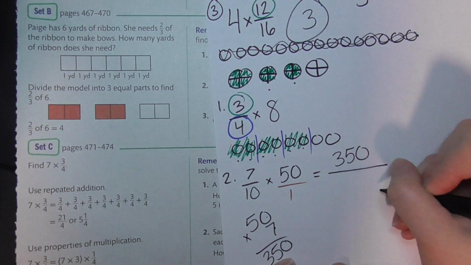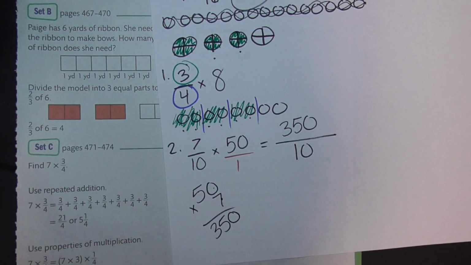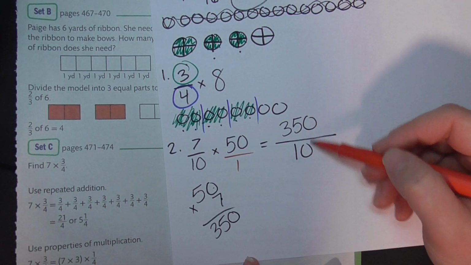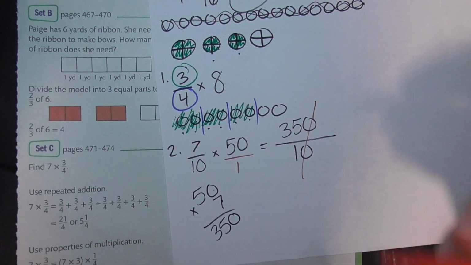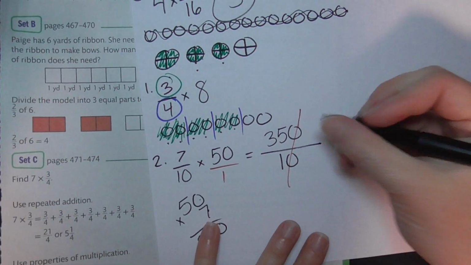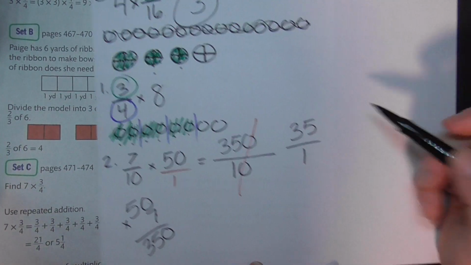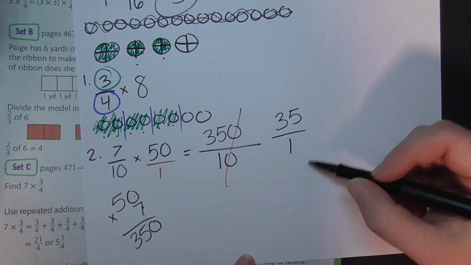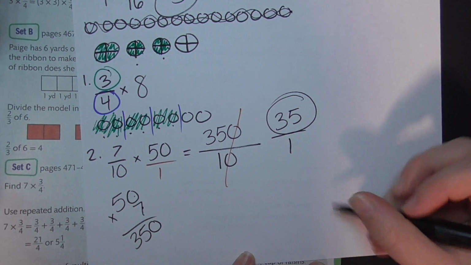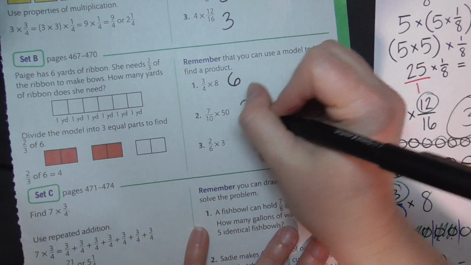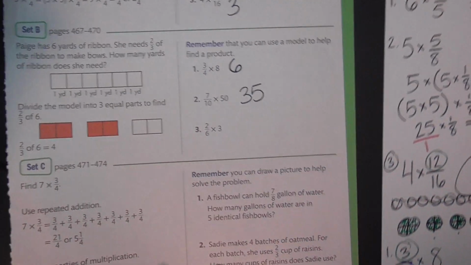And then we do 10 times 1 is 10. Now, one of my little tricks, if you have zeros on the top and the bottom, you can just cross those out. And now what you're left with is 35 over 1. And any number over 1 is just that many wholes. So my answer is 35.